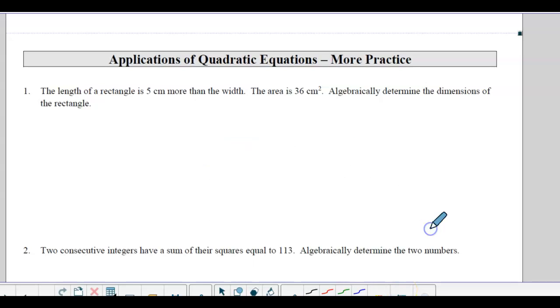Applications of quadratics, just like any word problem, you need to have your steps. First thing is defining your variables. So let's read through it first. The length of a rectangle is 5 centimeters more than the width. So that's a relationship between length and width. You're given the area. Algebraically determine the dimensions of the rectangle.